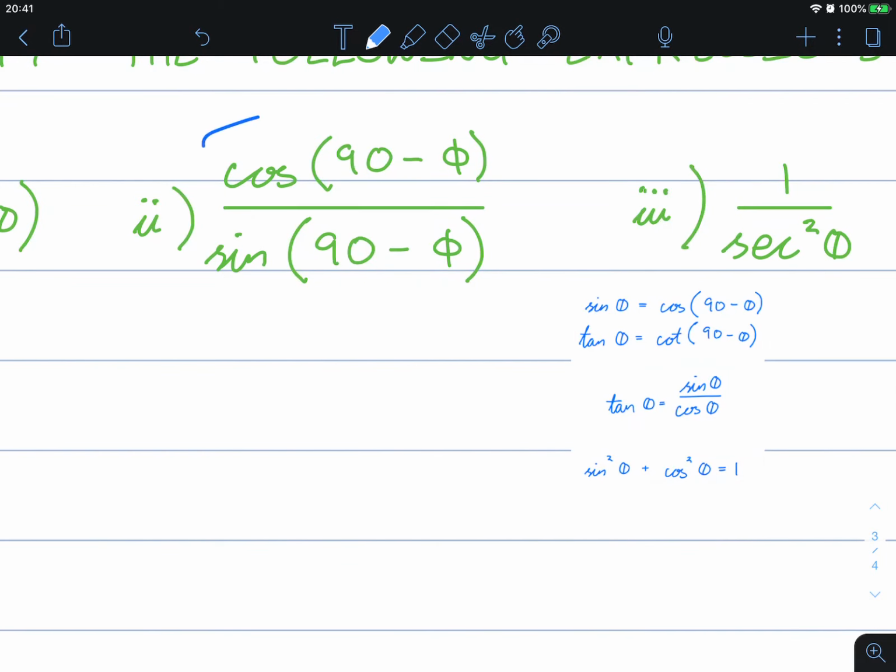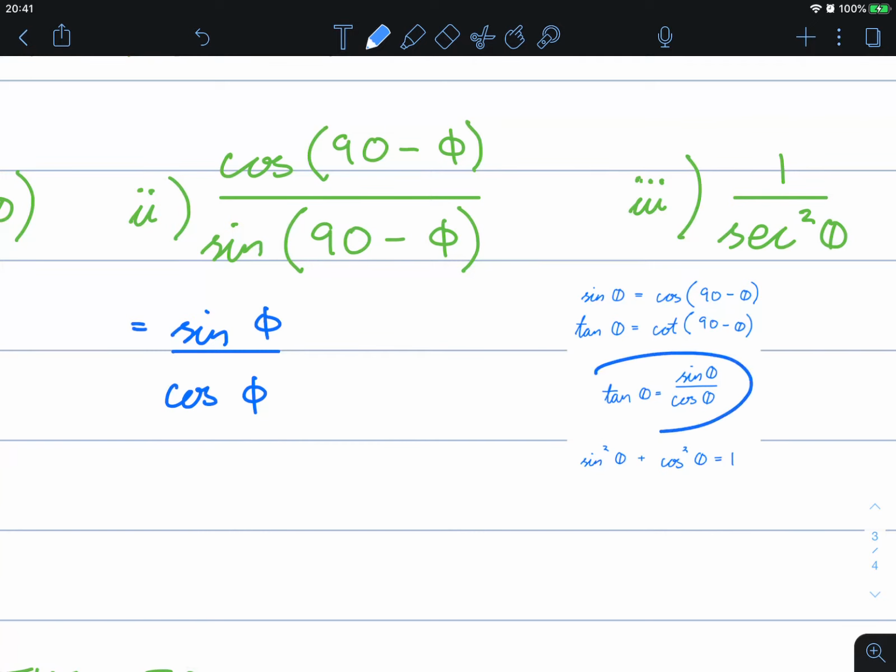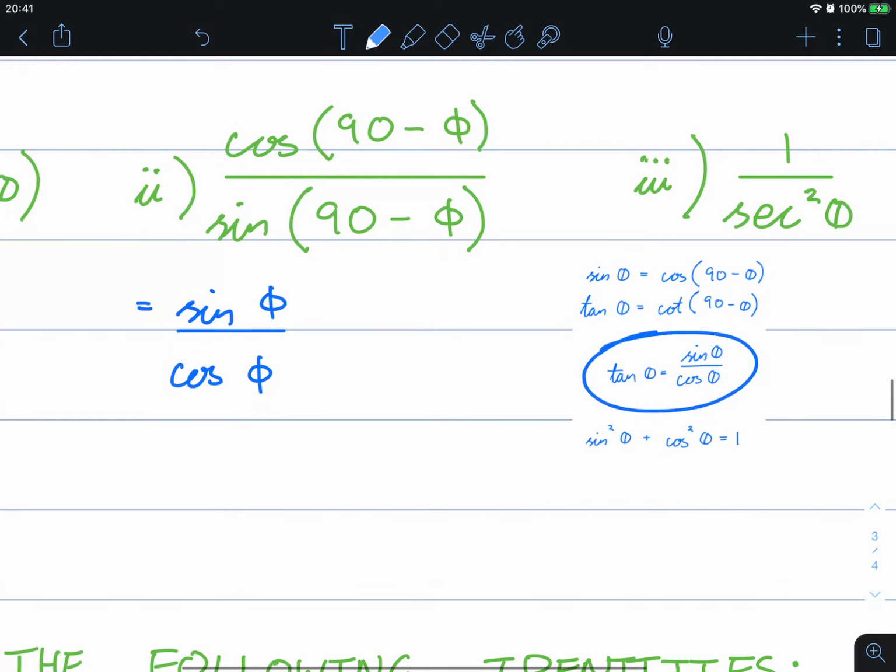As you can see, there's two applications of this. So with this one, this is going to be cos of the complement. Well, the cos of the complement in this one is the same as sine of that angle. So this is sine of phi over, if we do the same for sine in this example, this is the same as cosine of phi. And as you can see from our tangent identity, this is the same as tan of phi.